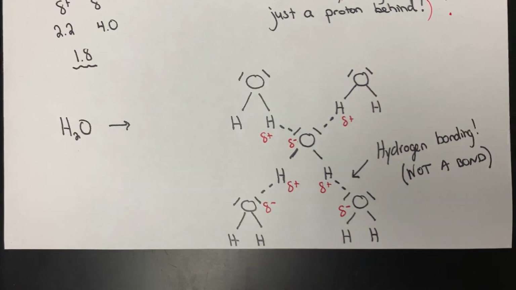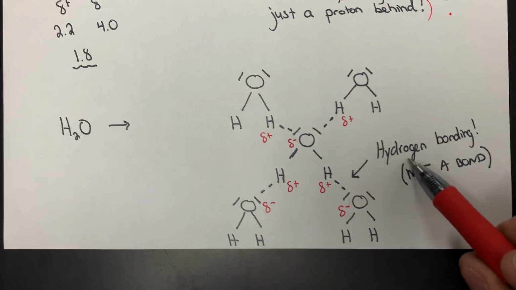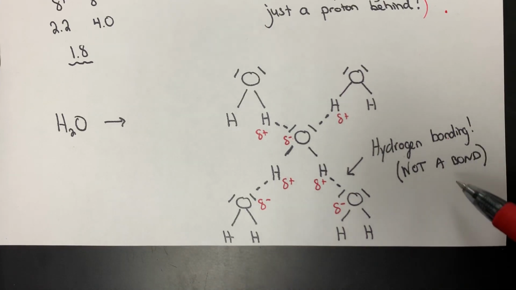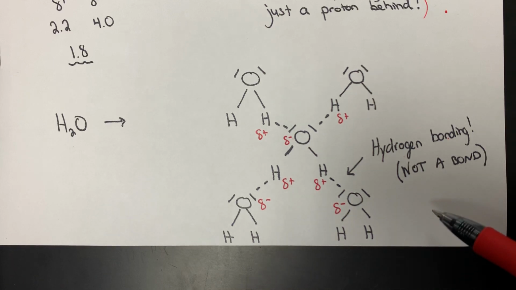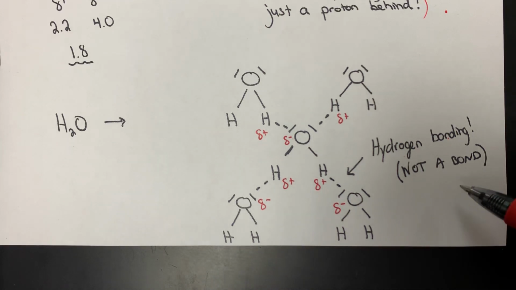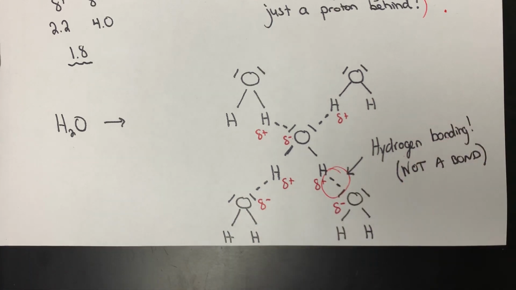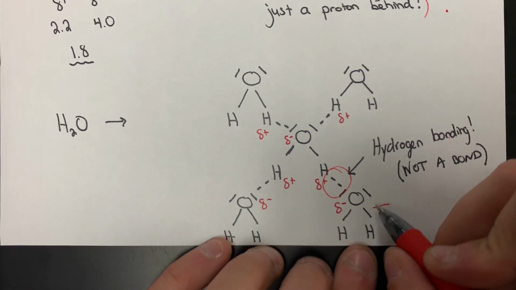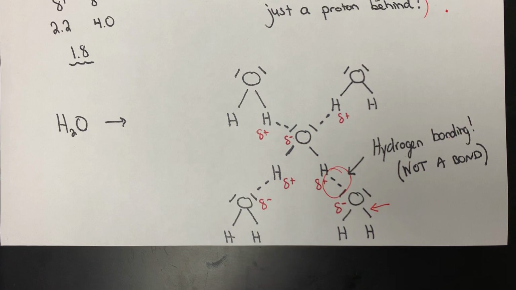Just as a really important point here, though the term would suggest that it is a bond, it is not. Again, hydrogen bonding is an intermolecular force. It is not an intramolecular bond, right? This dashed line is suggesting an interaction, whereas this solid line is suggesting a formal bond, a sharing of an electron pair between separate atoms, okay?